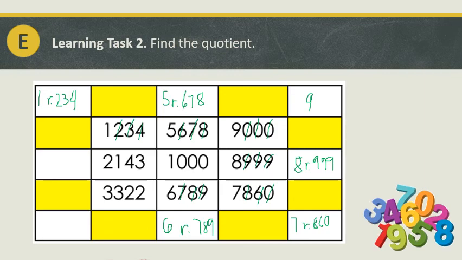Then 3,322, remove the three again. So it becomes 3, remainder 322. And last, 2,143, remove the three again. So it becomes 2, remainder 143.